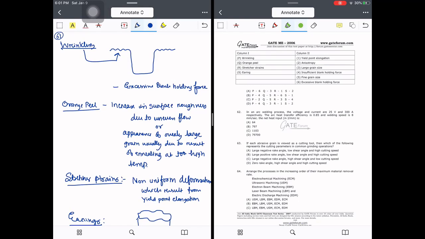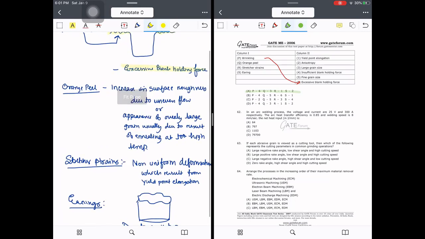Now, question number 61. So they have given four defects. These are related to the forming. So the wrinkling defect. I am showing you how the wrinkling is taking place. When you are drawing a cup, because of excessive blank holding force, you will find wrinkling. So I will simply match it. So I will get P is equal to 6. Only one option is there, wrinkling P6.